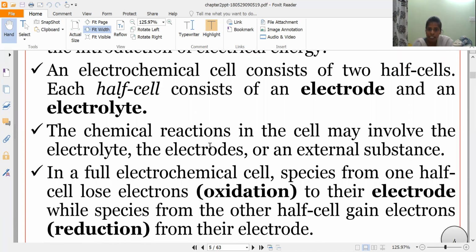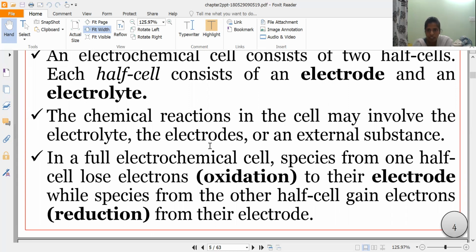The chemical reactions in the cell may involve the electrolyte, the electrode, or an external substance. In a full electrochemical cell, species from one half cell lose electrons to their electrode, while species from the other half cell gain electrons from their electrode. So what is happening here? At one electrode, electrons are losing, and at another electrode, electrons are gaining. Wherever the electrons are losing, that electrode undergoes oxidation, and the electrode which is gaining the electrons undergoes reduction. That means at one electrode oxidation takes place, at another electrode reduction takes place.